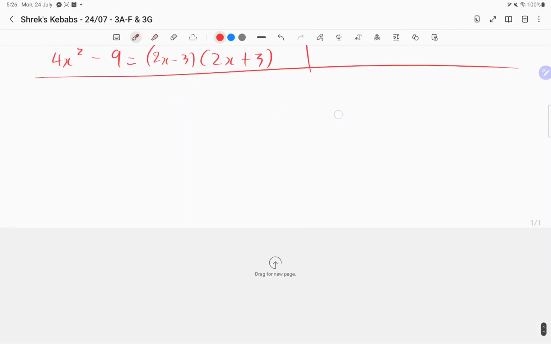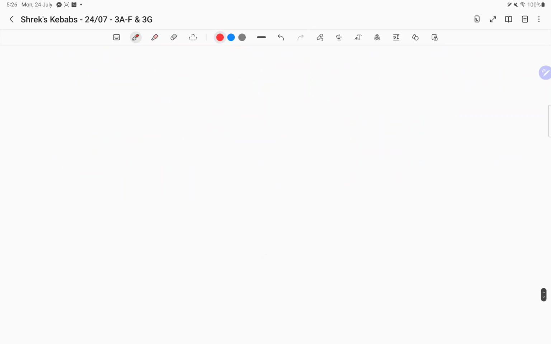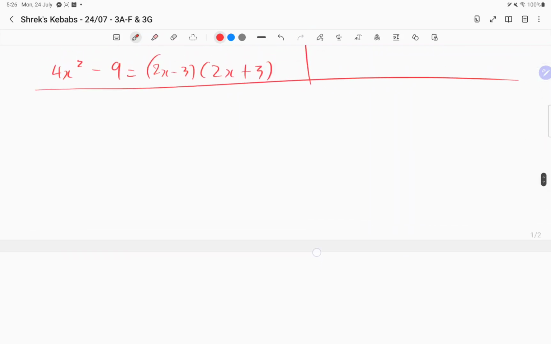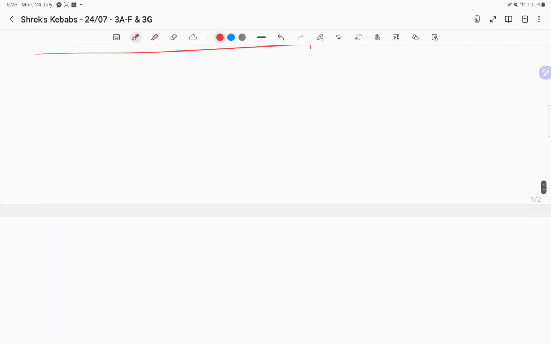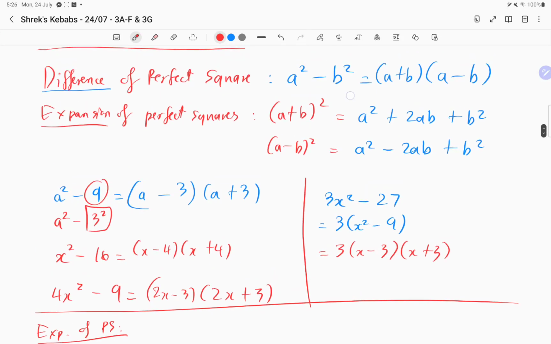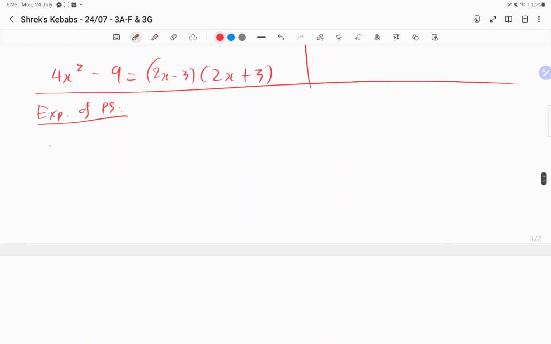Do you guys remember how to factorize? Okay. Now the next part is important. This is based on the expansion of perfect square, based on the two formulas that we got up here. Can you factorize something like this straight away? x squared plus 2x plus 1. Can you factorize this straight away? Yes, we can. What is it?